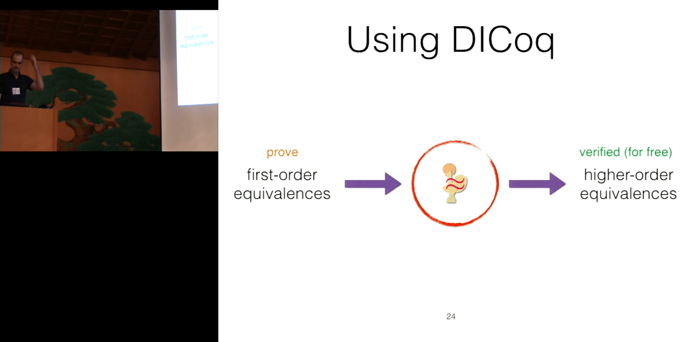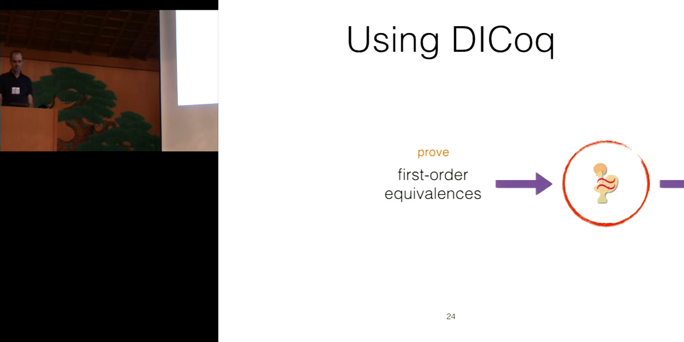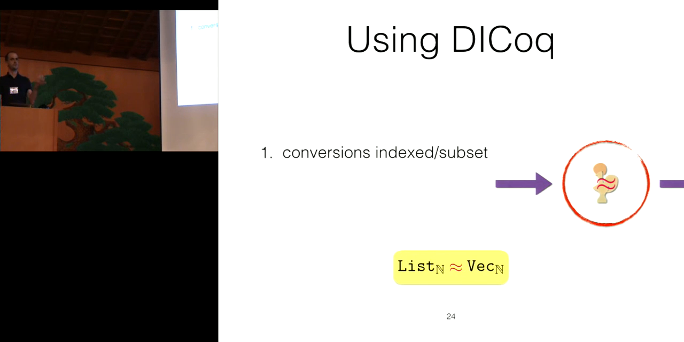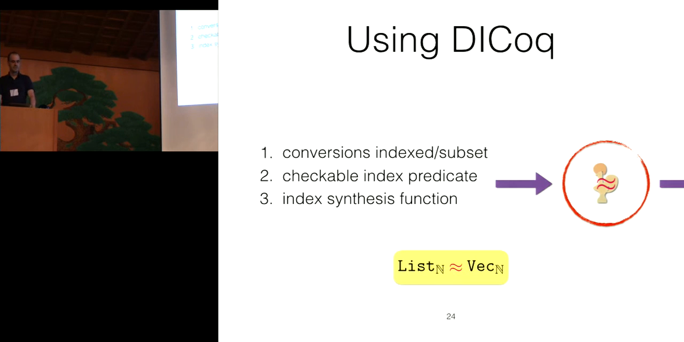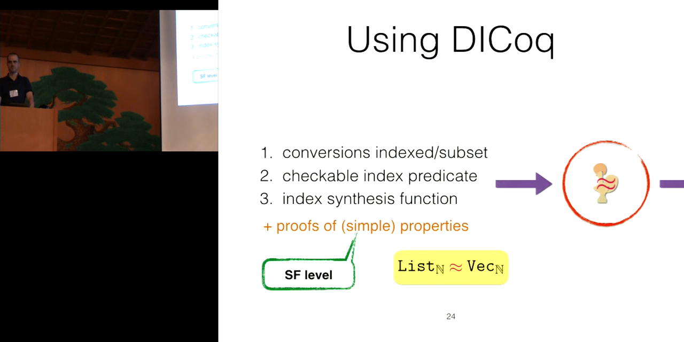So in practice, with our framework, someone who wants to start by establishing a dependent equivalence between lists and vectors needs to first give us conversion functions between indexed and subset, give us a checkable index predicate, like is the length equal to n, and an index synthesis function: given a list, what's the n that corresponds? And a simple proof that this makes sense. When I say simple, I mean Software Foundations levels, right? So proofs I can write.